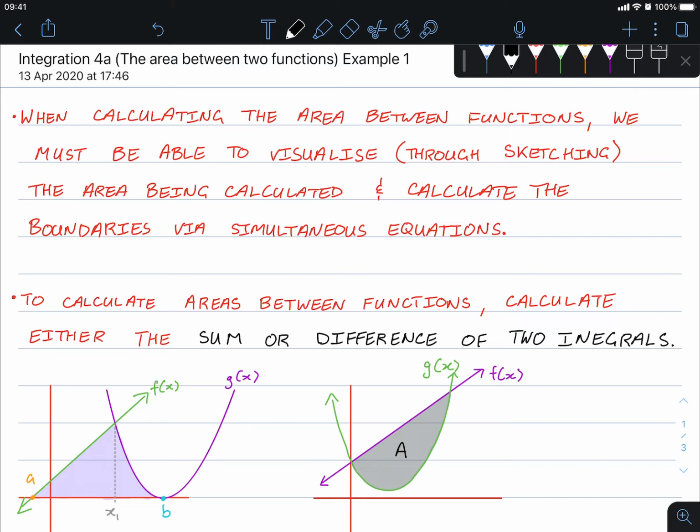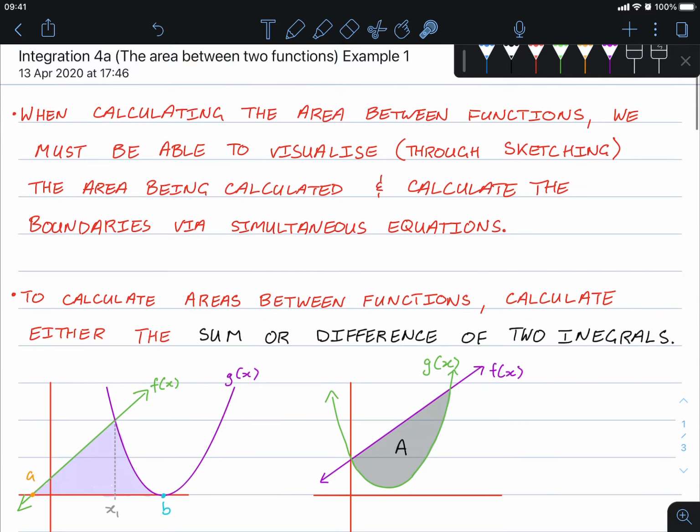Hello class, this is a video tutorial on the area between two functions, and in this video series there'll be 5 different examples going through various scenarios that you might find yourself when finding the area between two functions. So let's get straight to it.